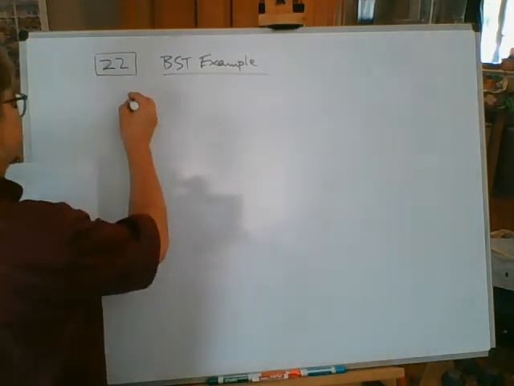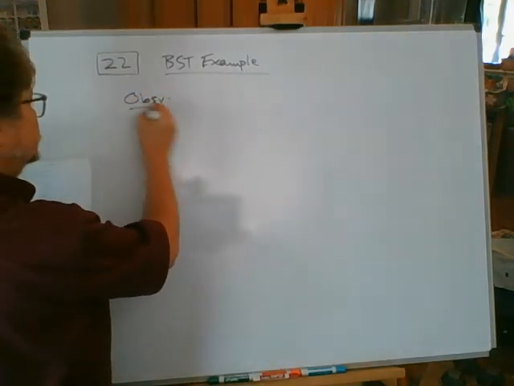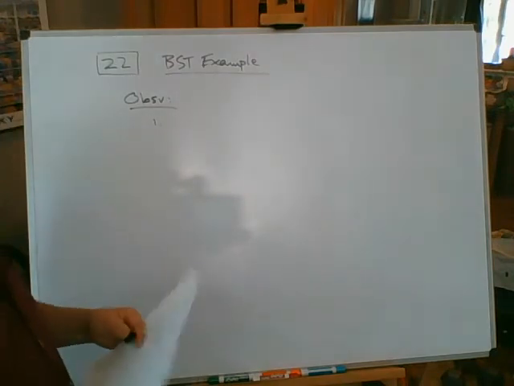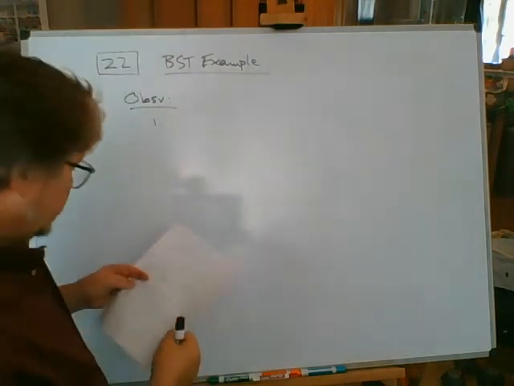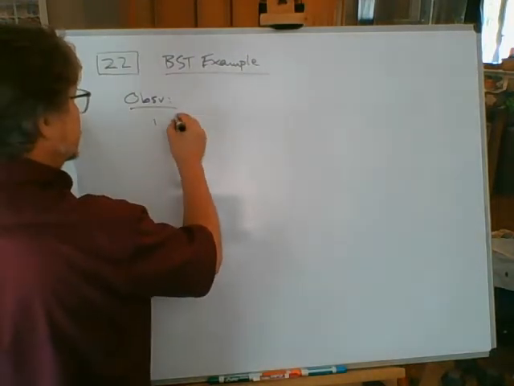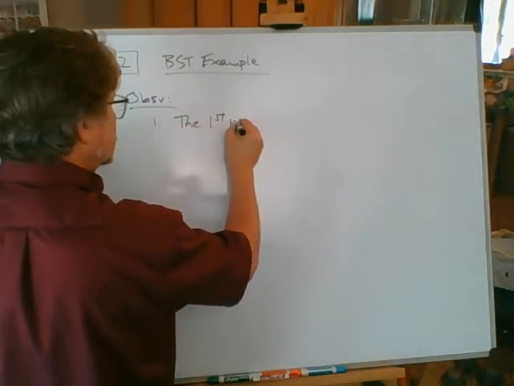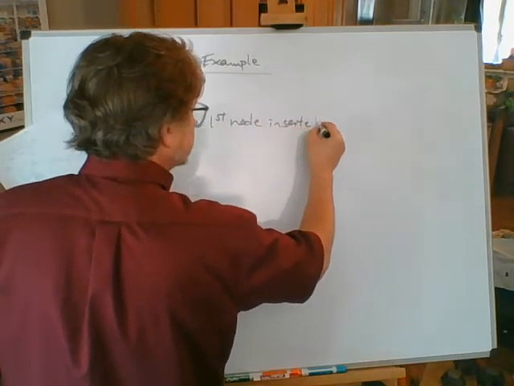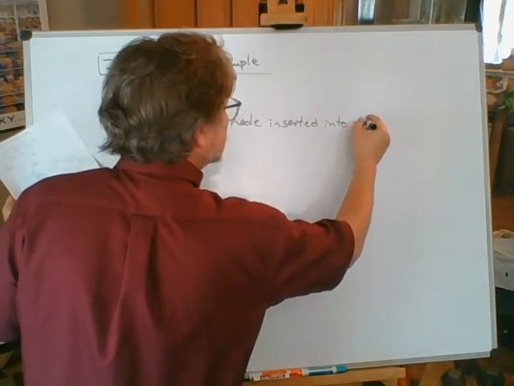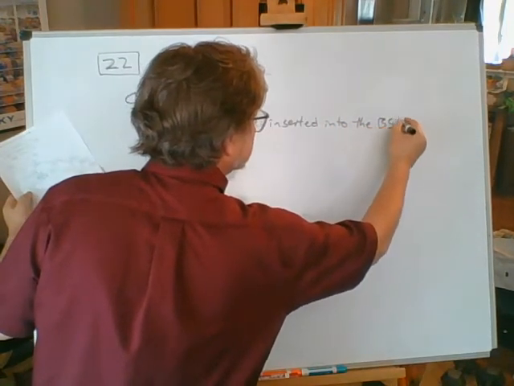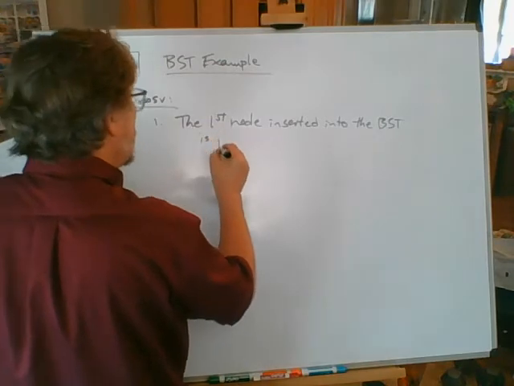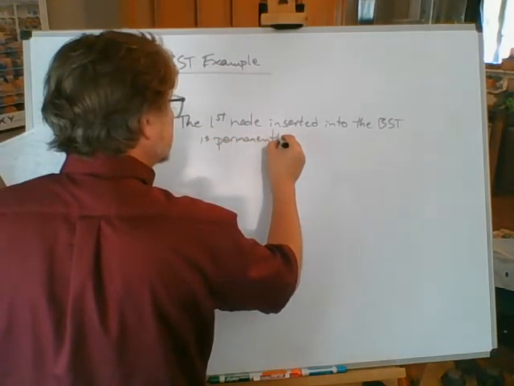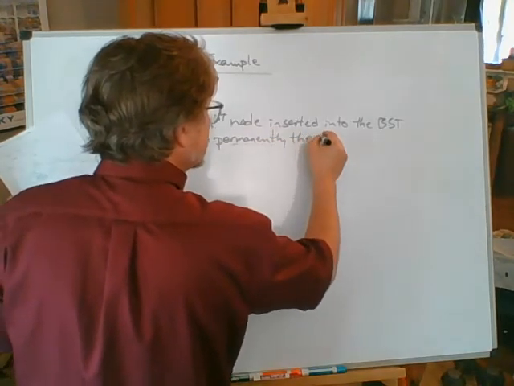Observations. Observation bullet point number 1. You can look back at the example and refer back to it and nod knowingly. The first node inserted in the tree, or inserted into the BST, to be more specific, is permanently, P-E-R-M-A-N-E-N-T-L-Y, permanently the root of the whole tree.